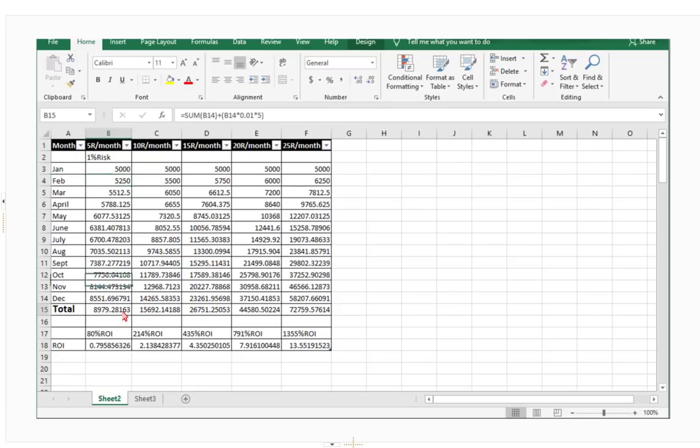And then we can see by the end of the year, that account that started out January 1st at 5,000 grew to 8,979. And this is the ROI at 1% risk. Then you go down the line, 10R, 15R, 20R, 25R per month, and we can see what these values change to based on that. So that's based on 1% risk per trade.